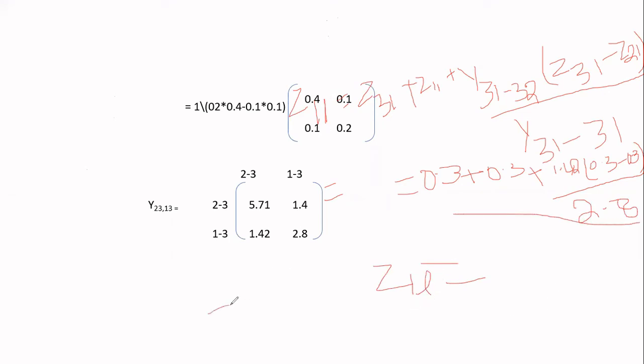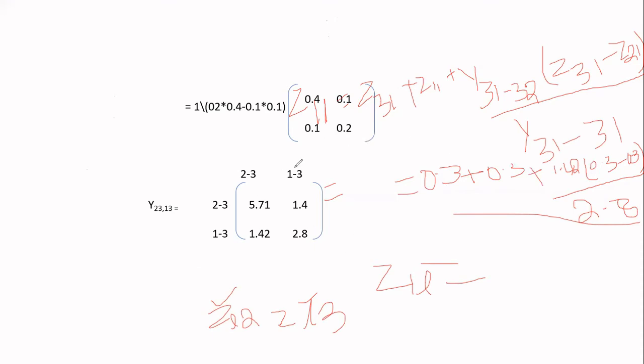Similarly, we calculate the ZL2 value, that means I is equal to 2, and then the ZL3 value. By a similar procedure, we can calculate the ZL2 value and ZL3 value.